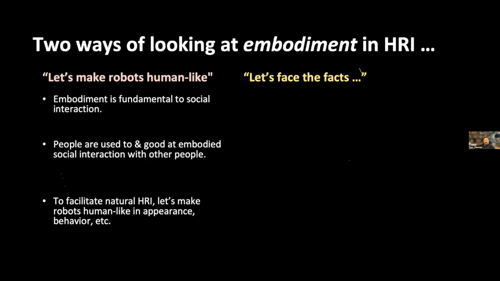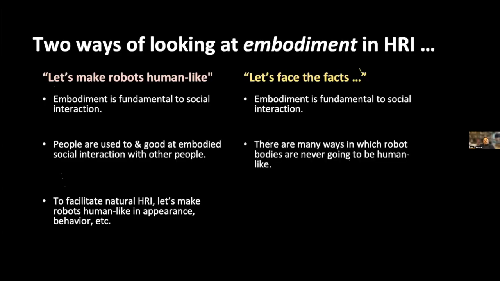You could say, okay, let's face the facts. Embodiment is fundamental to social interaction. That's exactly the same starting point as on the left side. But there are many ways in which robot bodies are never going to be human-like. If we just take the example of disgust, for example, being expressed in one of those virtual agents that the previous speaker talked about, disgust is, of course, a bodily reaction to something that you're eating or smelling or seeing. So that's something that is natural for human bodies, but it would be very difficult to think of a robot that actually could feel disgust.